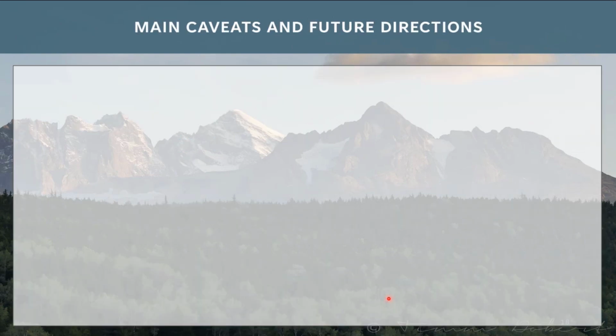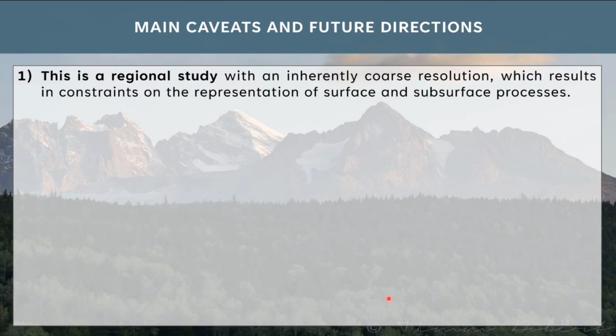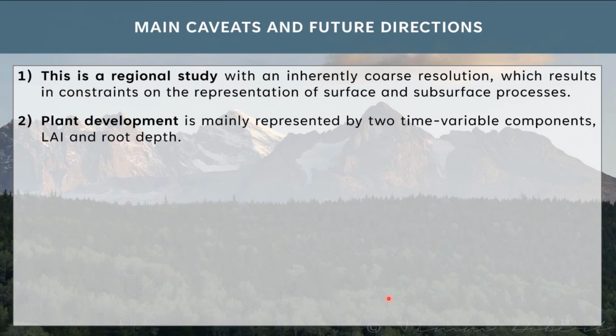So the main limitations and future directions as well. The main limitation is that this is a regional study, so with an inherent coarse resolution, which may result in constraints on the representation of the surface and subsurface processes. Also, the plant development here is mainly represented by two time variable components, that is the leaf area index and the root depth.